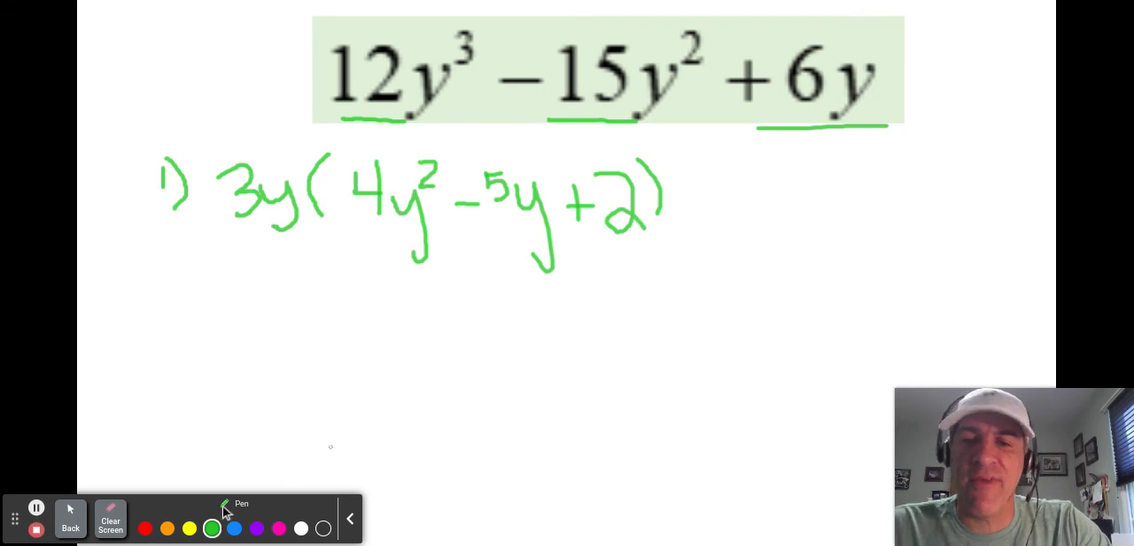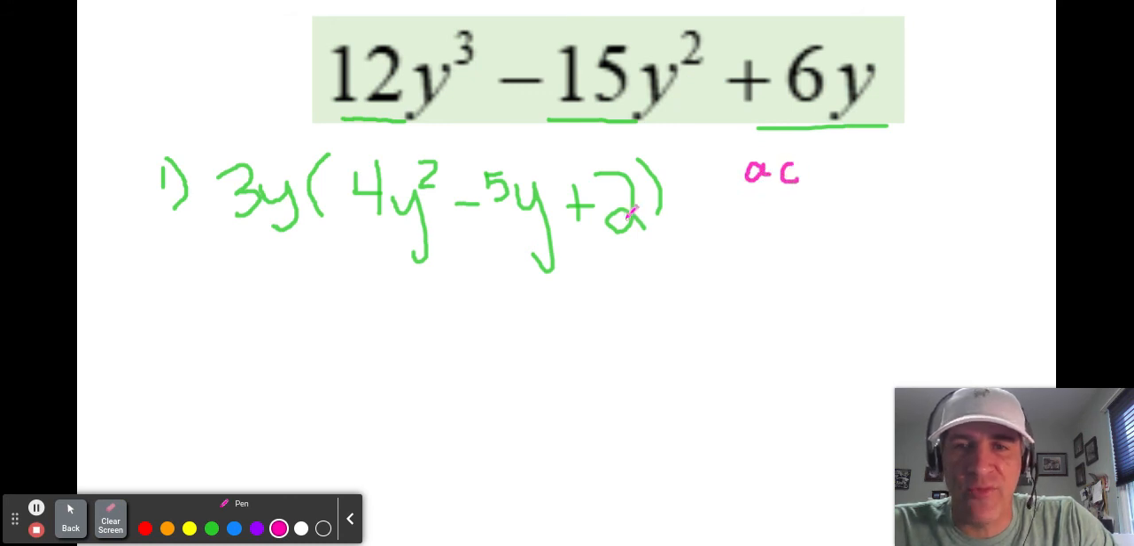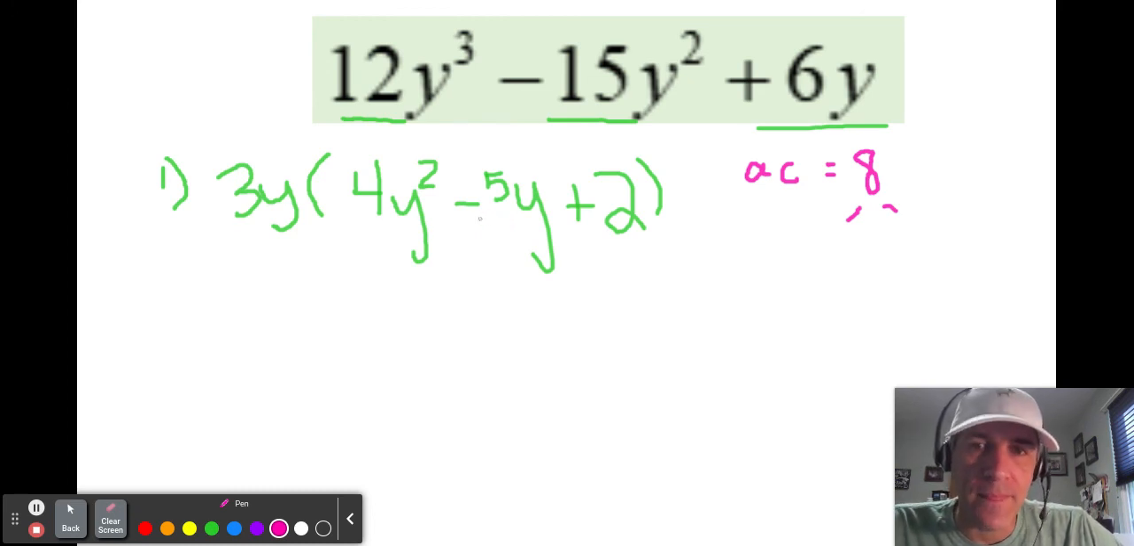Now I have to reevaluate. I want to factor this piece now. Since I have a leading coefficient other than 1, I'm going to find my AC, my lead coefficient times my constant, and that's just going to give me 8. I want to know what two factors of 8 add to get negative 5. Well, since they're both going to be negative, because the C is positive and the middle term is negative, are there two numbers that multiply together to get 8 that add to negative 5?